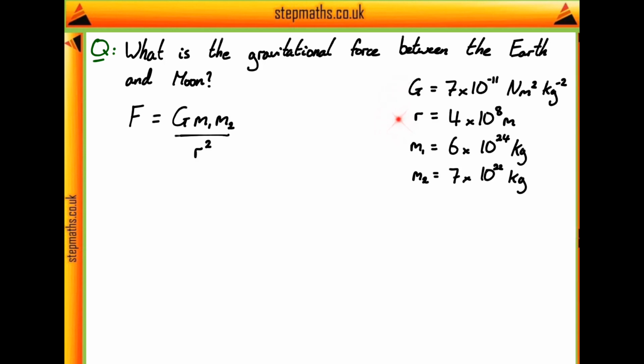We're told the distance between the Earth and Moon is 4 times 10 to the 8 metres, that the mass of the Earth is 6 times 10 to the 24 kilograms, and that the mass of the Moon is 7 times 10 to the 22 kilograms. Then the question asks us, what is the gravitational force between the Earth and the Moon? If you'd like to have a go answering this question yourself, then please pause the video now, otherwise we'll have a go at doing it together.